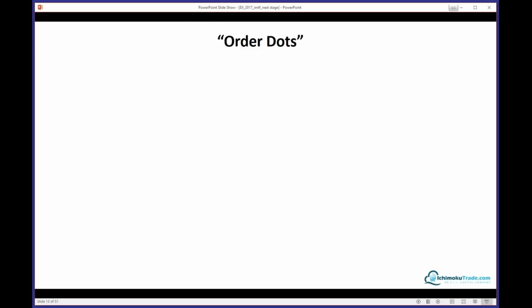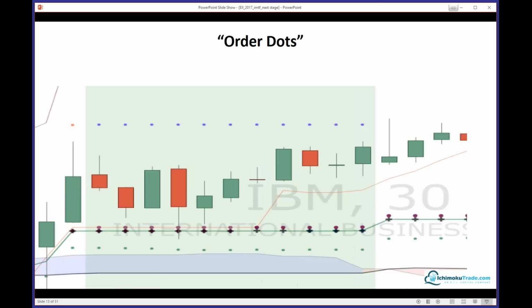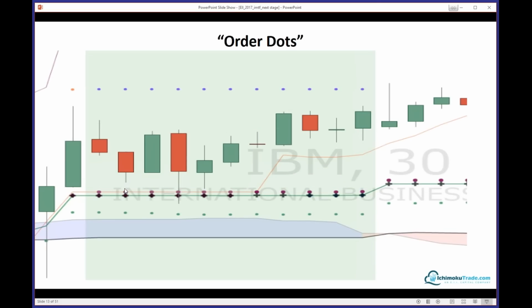Now let's start talking about the orders. Once you have the shaded area, you have the ability to place a pullback or breakout order. Let's discuss both of those in detail. So here's a zoomed in view of that IBM green shaded area. Okay, now let's break this down bit by bit.